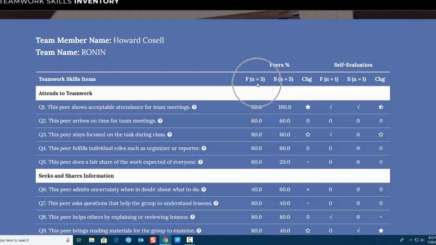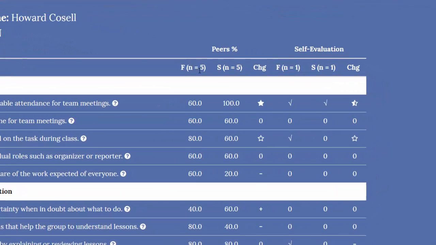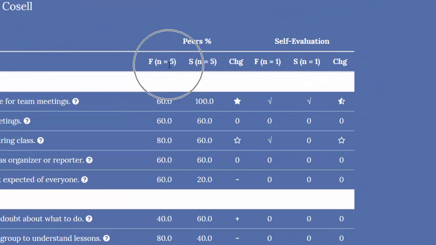Okay, so you always see the N here, and the N is because Howard has 5 teammates. There are 6 people in the team, but he is the other person. So in terms of the peers, we're only counting the number of peers. So he's got 5 peers formative, 5 peers summative. That's another way that you can tell if there's someone who hasn't done theirs. Self-evaluation, there's always an N of 1, of course, for the formative and for the summative.